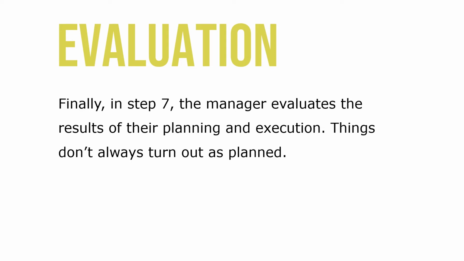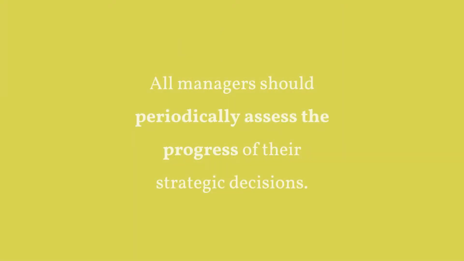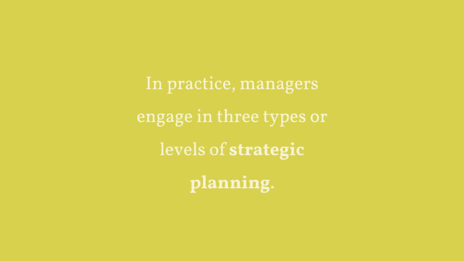Finally, in step 7, the manager evaluates the results of their planning and execution. Things don't always turn out as planned. All managers should periodically assess the progress of their strategic decisions. In practice, managers engage in 3 types or levels of strategic planning.